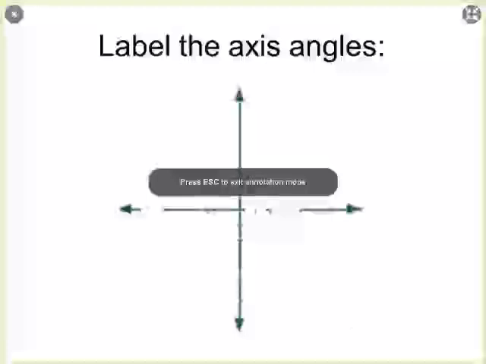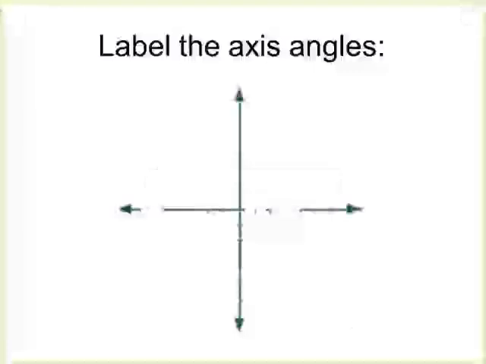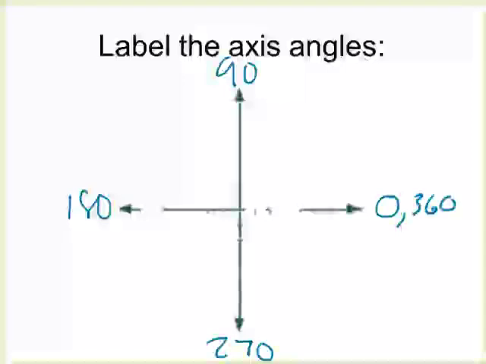For our next group of problems, we're going to need to draw a picture. So we're going to label our axis angles. Measuring in degrees going around, I would start at 0, and then measure up to the top would be 90, around halfway would be 180, 3/4 of the way around would give 270, and all the way around would give me 360 degrees.